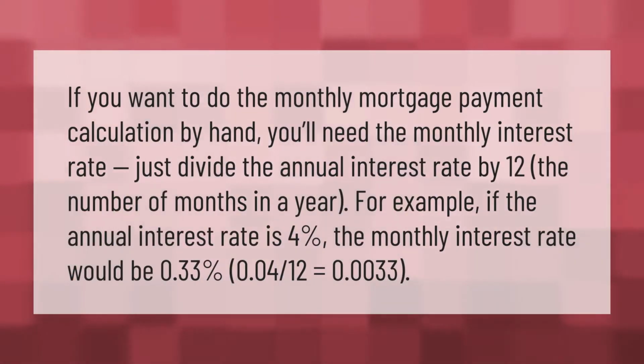If you want to do the monthly mortgage payment calculation by hand, you'll need the monthly interest rate. Just divide the annual interest rate by 12, the number of months in a year. For example, if the annual interest rate is 4%, the monthly interest rate would be 0.33%: 0.04 divided by 12 equals 0.0033.